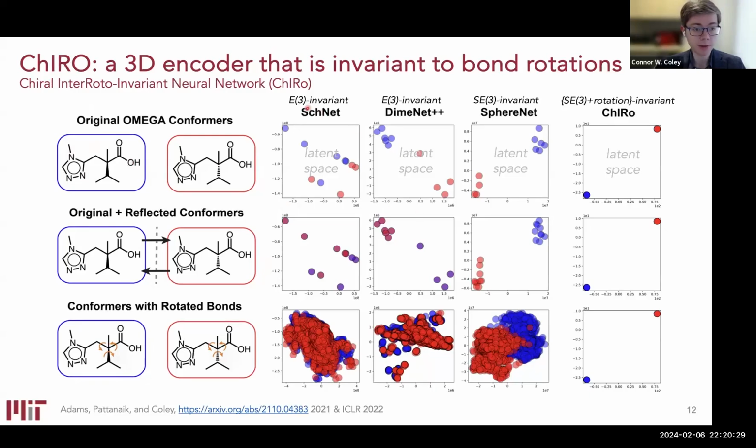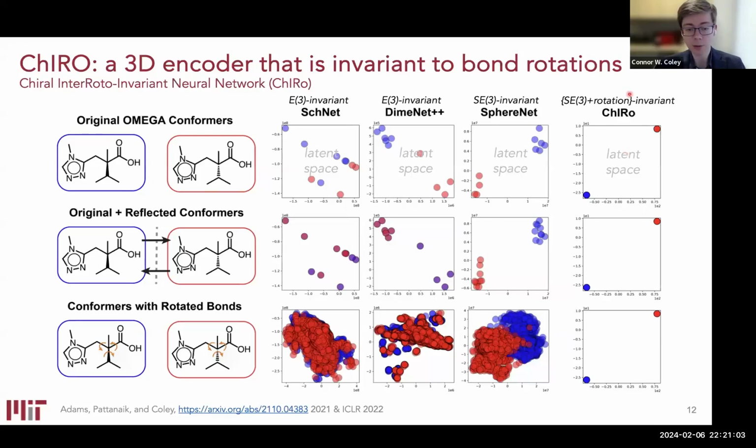We can see that these E3 invariance models, SchNet and DimeNet++, when we have many different conformations of each, learn to put them in the same place. Essentially, they can't distinguish between the blues and the reds. An SE3 invariance network like SphereNet can. And so you can see that it is able to learn how to separate, for the most part, the blue molecules and the red molecules, which are the same structures within each color.